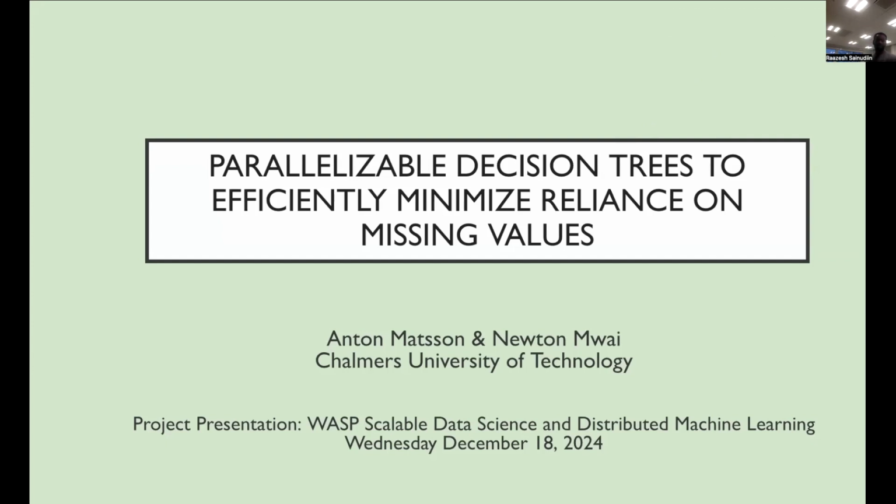Hi, everyone. My name is Newton, and this is Anton. We'll be talking about parallelizable decision trees to efficiently minimize reliance on missing values. To start, let me set the context of the project.